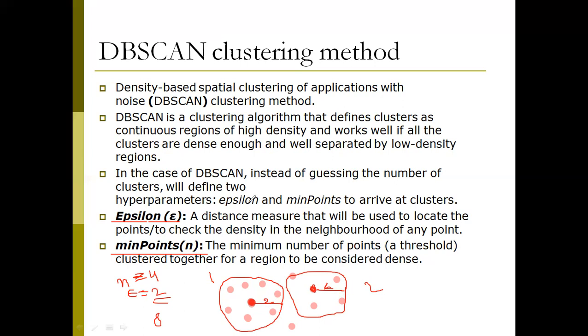By considering these 2 points, you need to make the clusters in the DBSCAN clustering method. How to take the epsilon value and how to take the minimum points value, I'll explain in the third slide or fourth slide or something. Okay, this is the basic idea about epsilon and minimum points.